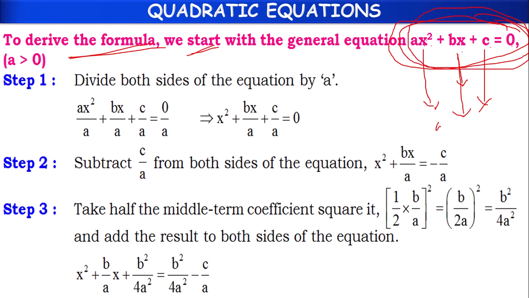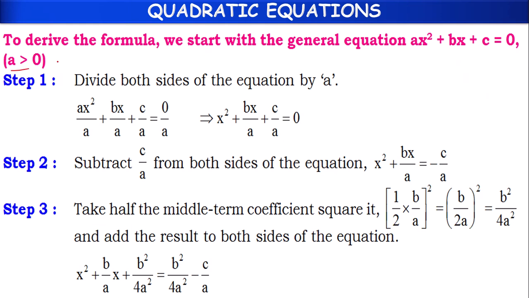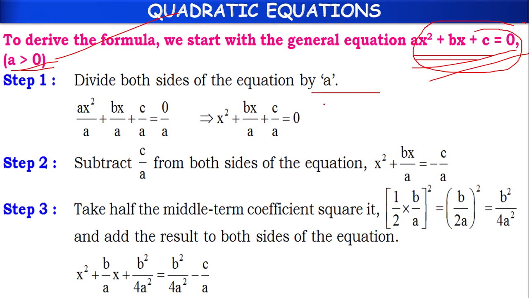Where a is not equal to 0. Suppose, let's assume a greater than 0. Our main work is to find Sridharacharya's formula for this quadratic equation to find the value of x. So let's divide both sides by a, which is the coefficient of x square.